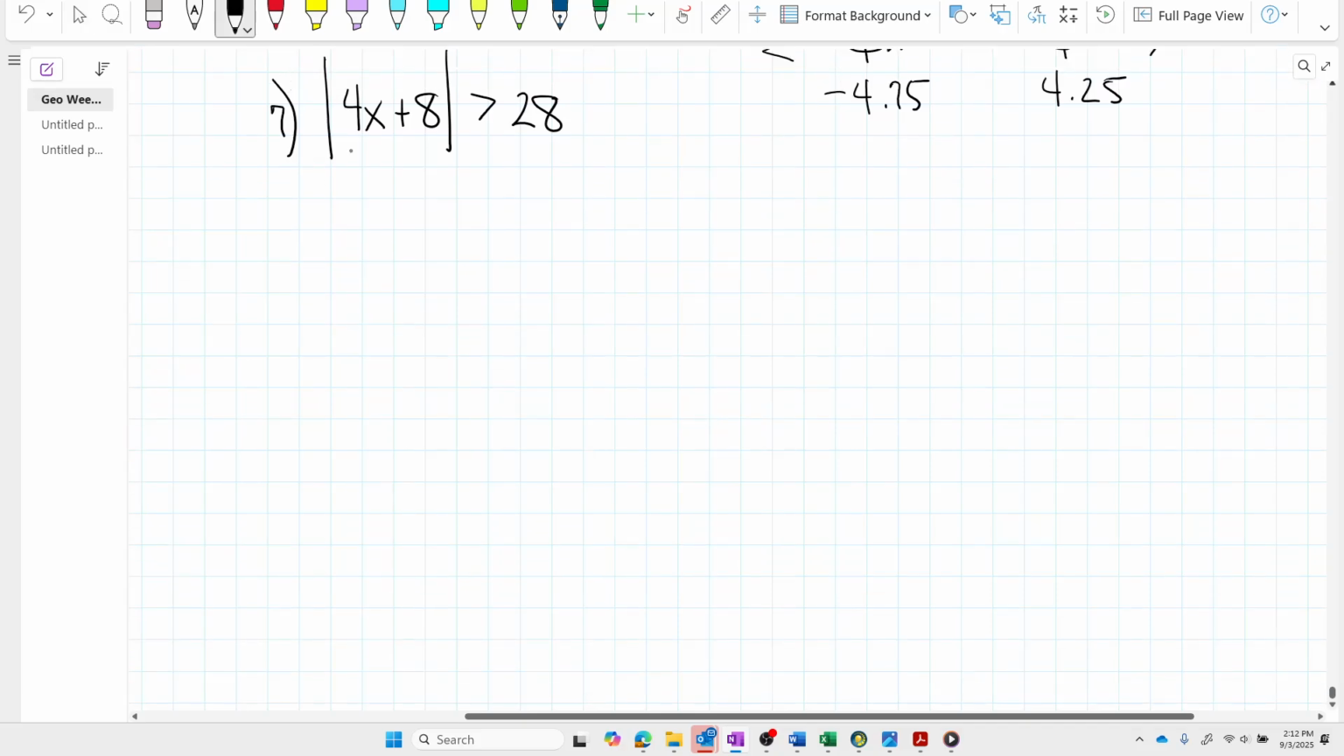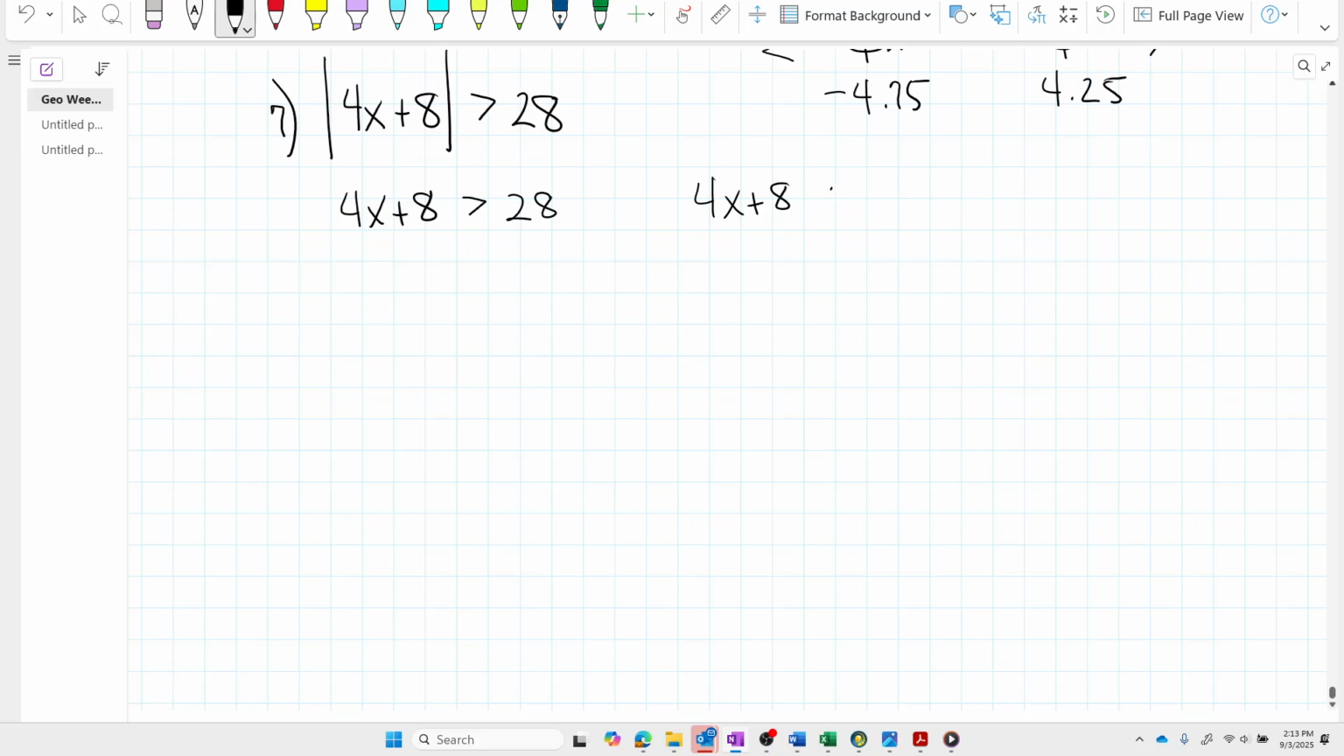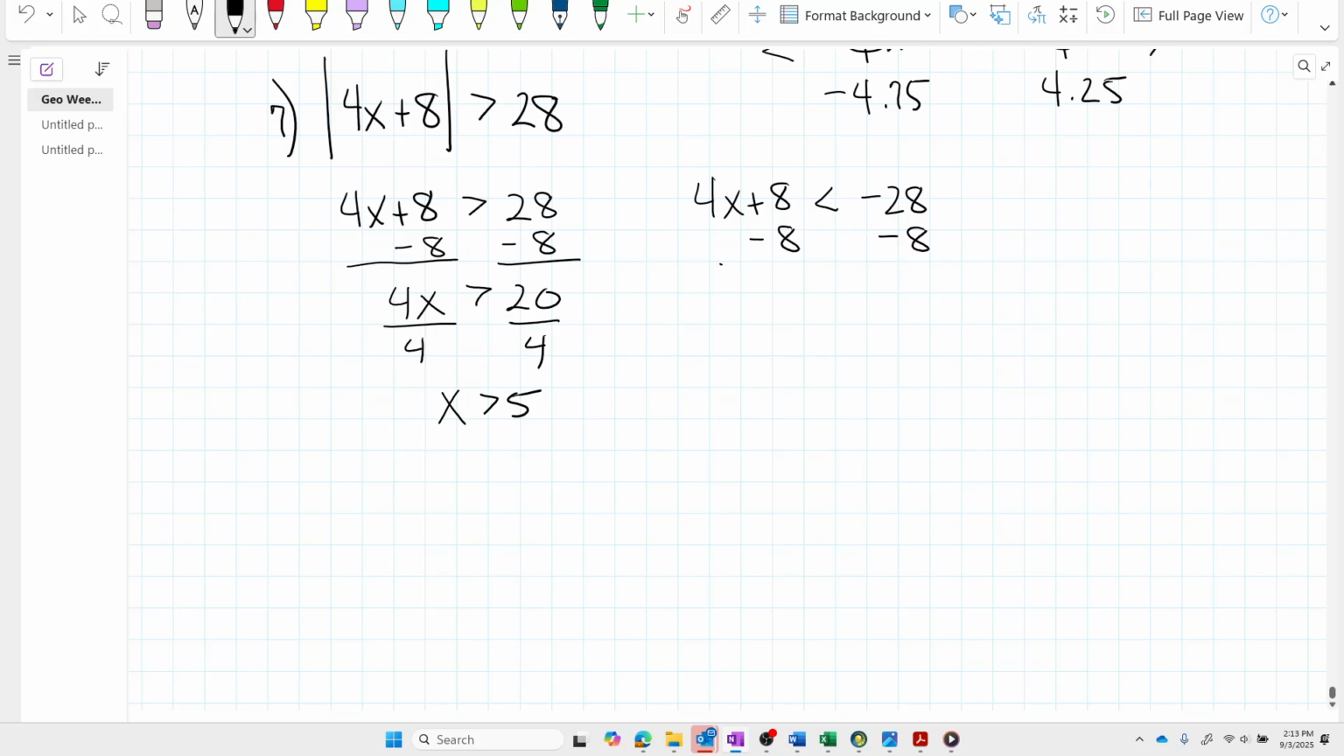All right, so the absolute value symbol is by itself. So we write 4x plus 8 is greater than 28. And 4x plus 8 is less than negative 28. Solve them both and graph them. We get 4x is greater than 20. So x is greater than 5. And in this other equation, we get a 4x that's less than negative 36. So x is less than negative 9.